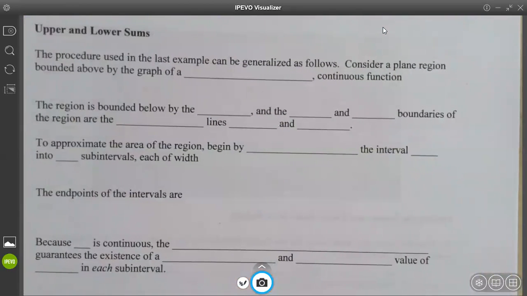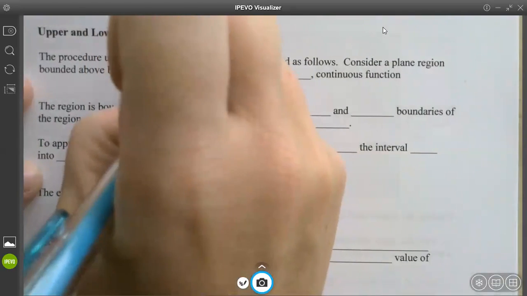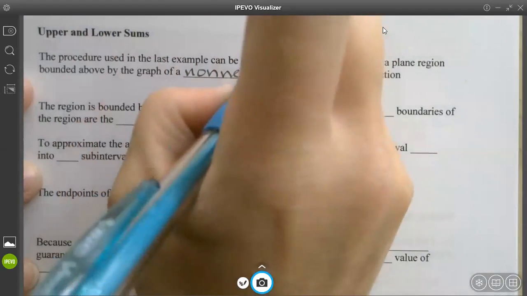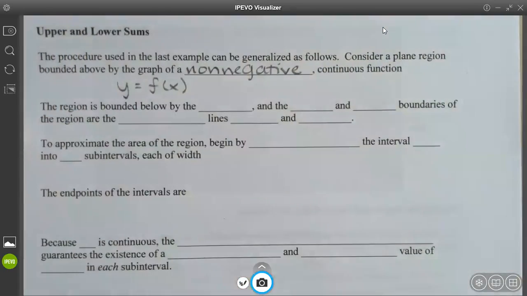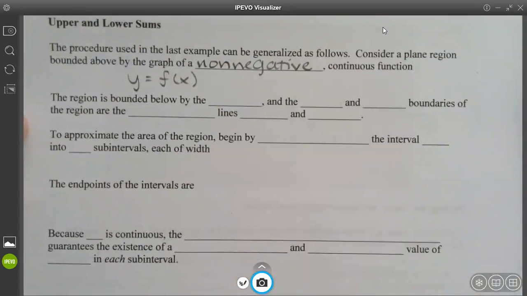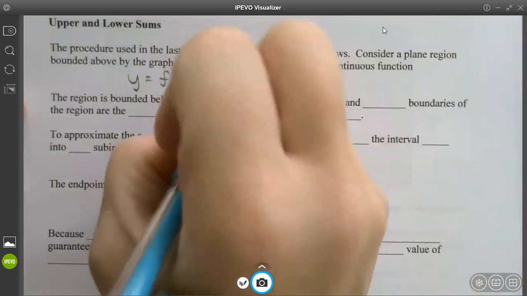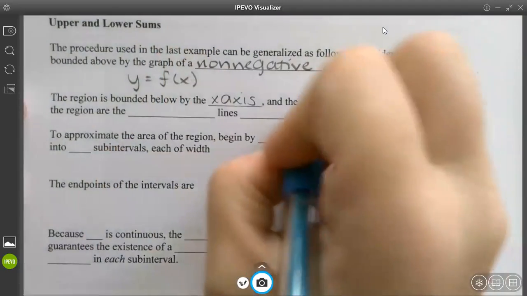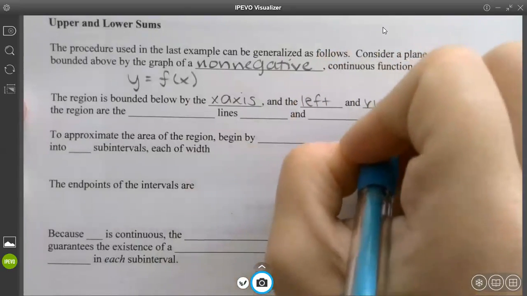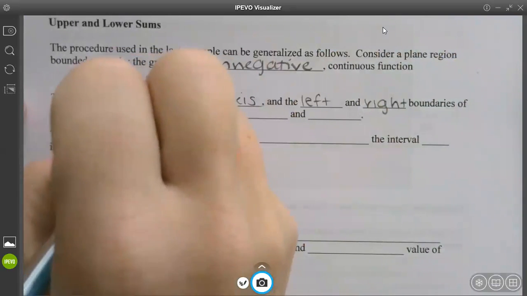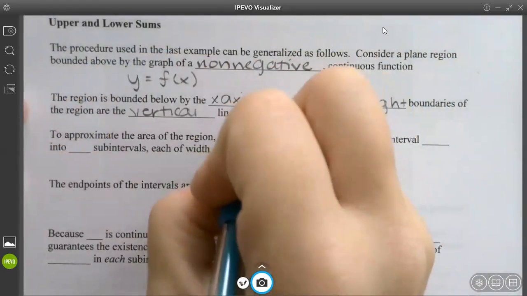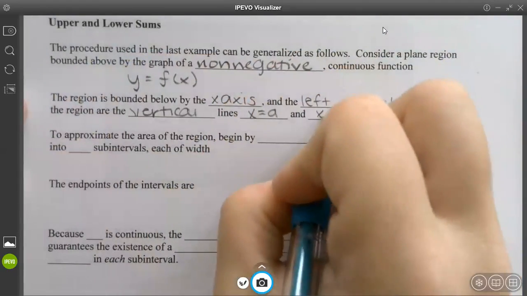All right, upper and lower sums. The procedure used in the last example can be generalized as follows. Consider a plane region bounded above by the graph of a non-negative continuous function. The region is bounded below by the x-axis. And the left and right boundaries of the region are the vertical lines x equals a and x equals b.